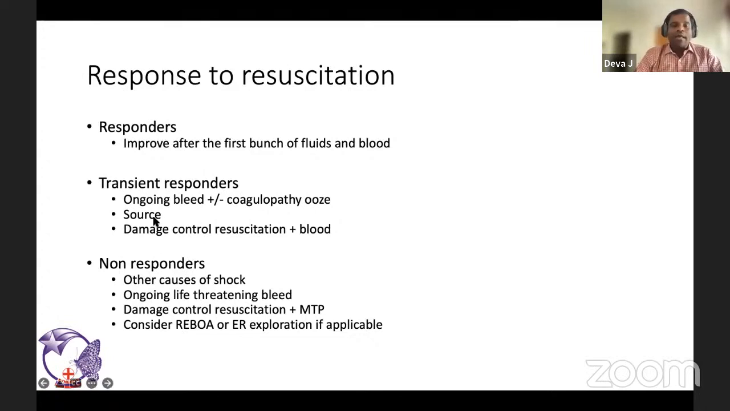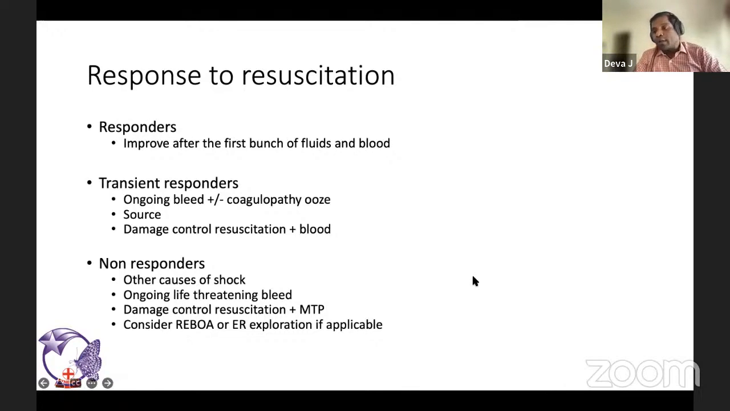Important to find out where the source is and continue the damage control resuscitation. There are non-responders. So my patient has a liver laceration and they're bleeding profusely into the abdomen. The splenic artery is cut off. The pelvis is completely broken. The femoral artery is cut off, etc. Our aorta is leaking.